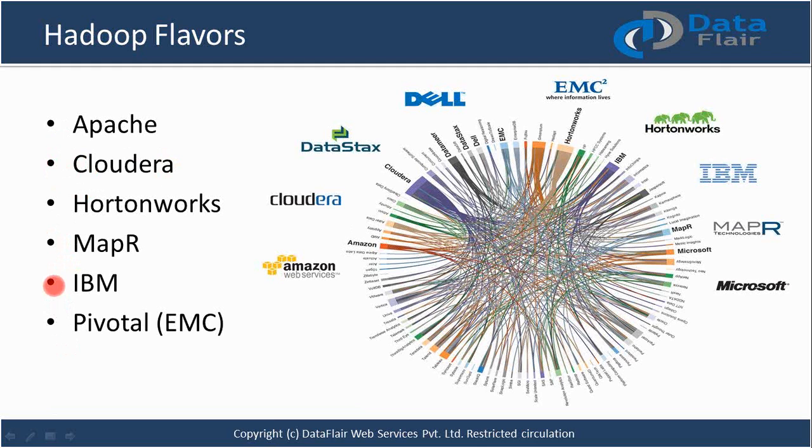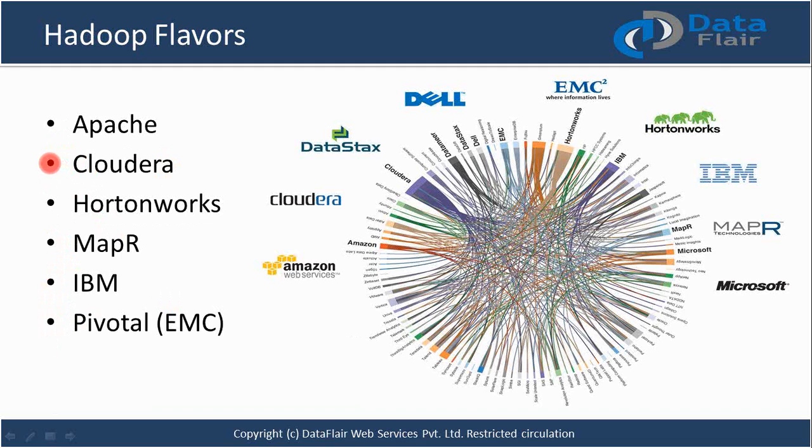IBM also has its own version, and its name is BigInsights. Pivotal is from EMC, and it also has its own version, Pivotal Hadoop. So guys, in the industry, maximum people are using Cloudera. During our training session also we will use Cloudera. Maximum developers as well as maximum industries are using Cloudera, that is deployed in production on Cloudera.